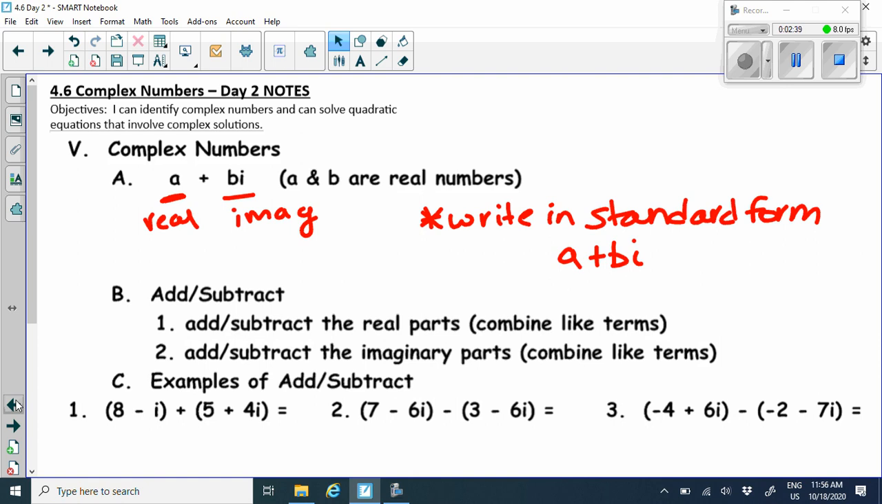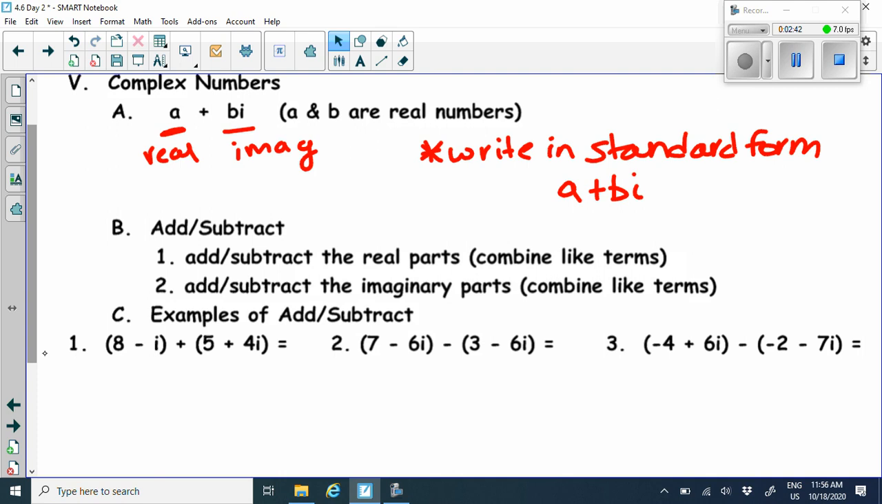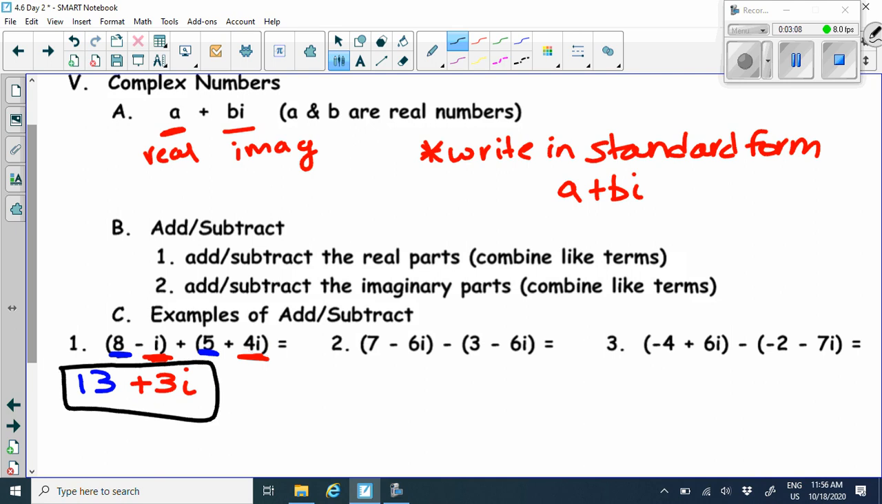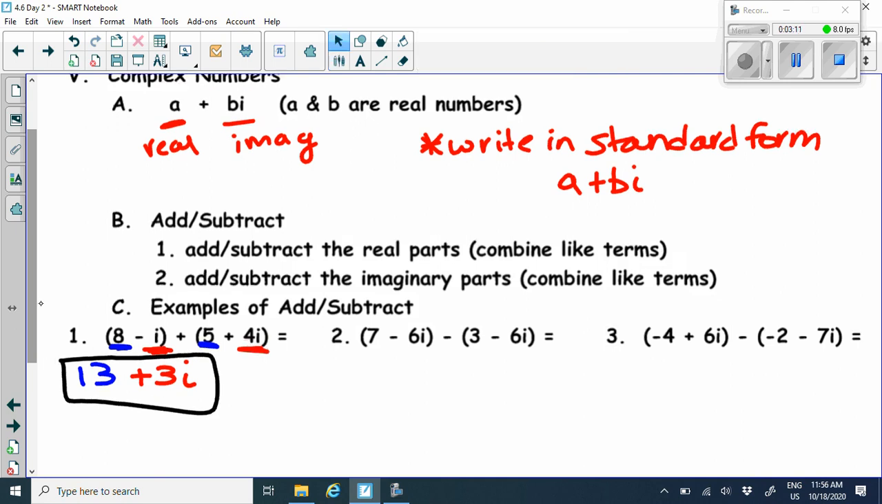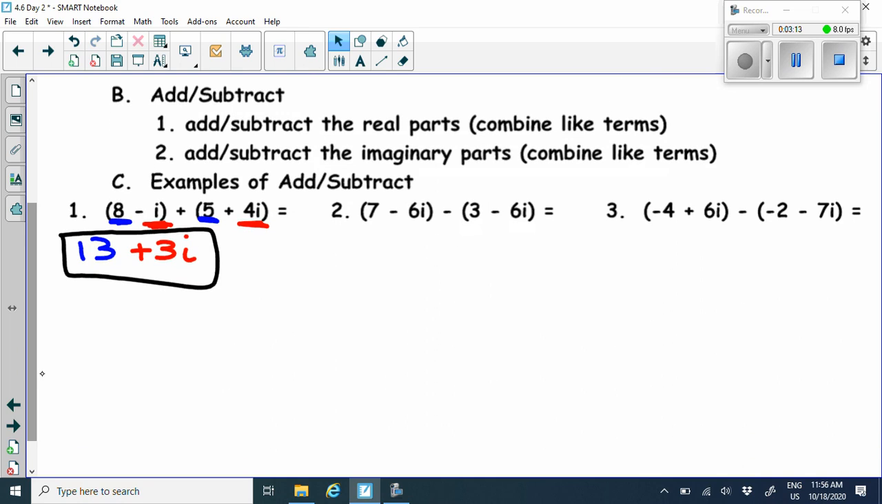So let's look at example 1 here. We have 8 minus i plus 5 plus 4i. So the real numbers we are going to combine, so I combine my 8 and my 5. When I do that, I get 13. Then I'm going to combine my imaginary numbers, which is going to be -i and 4i. So when I do -i plus 4i, that's going to give me a plus 3i. So my final solution, which is a complex solution, is 13 plus 3i. And please do not forget, when you are adding, subtracting, multiplying, and later we'll get into dividing, you always need to make sure we write in standard form.